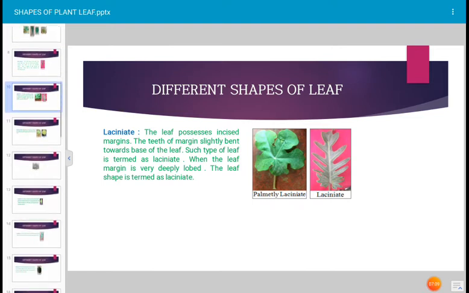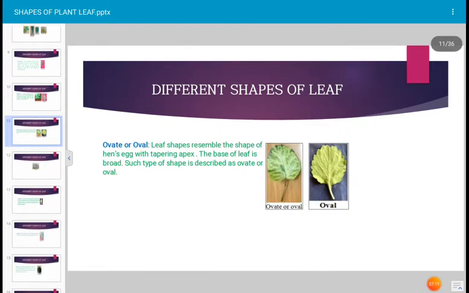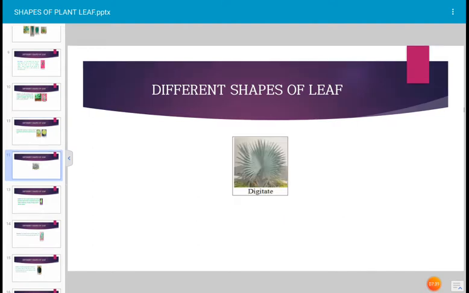Next, this is one more shape of the leaf, that is oval or ovate shaped leaf. Leaf shapes resemble the shape of a hen's egg with a tapering apex. The base of the leaf is broad. Such a type of shape is described as ovate or oval shaped leaf.